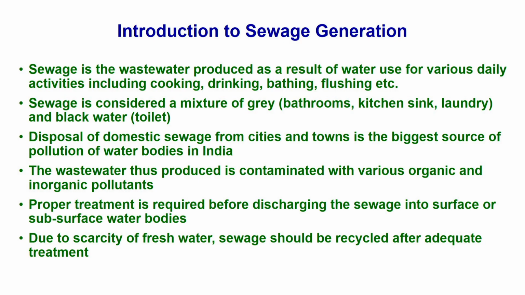the toilets. Disposal of domestic sewage from cities and towns is the biggest source of pollution in water bodies in India, and it has to be treated properly. The wastewater which is produced is contaminated by various organic as well as inorganic impurities, and due to scarcity of fresh water, it is also emphasized that sewage should be recycled after appropriate treatment. But in this session I would be focusing only on the conventional methods for sewage treatment.